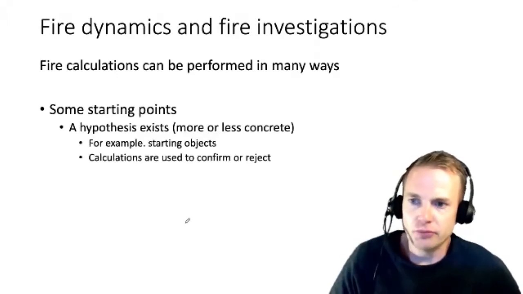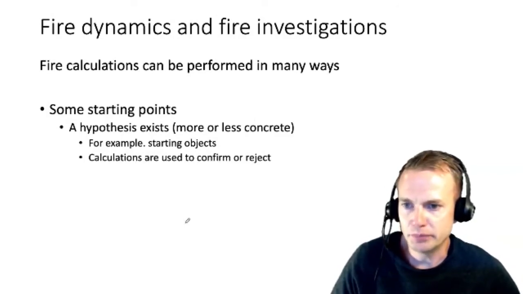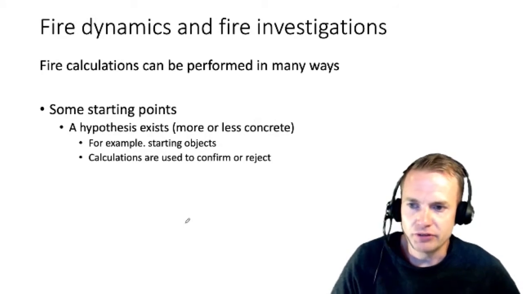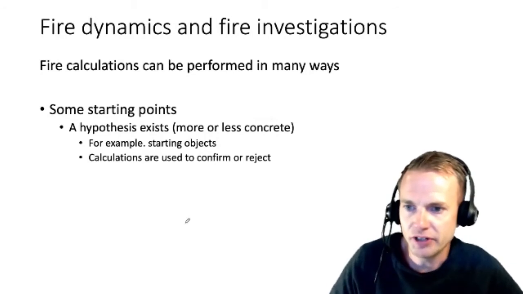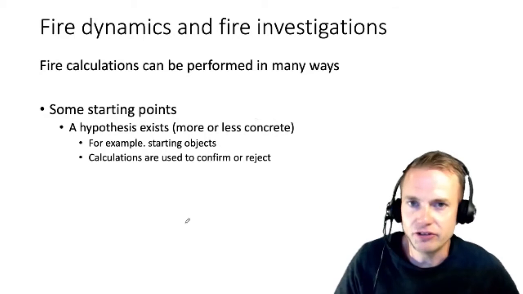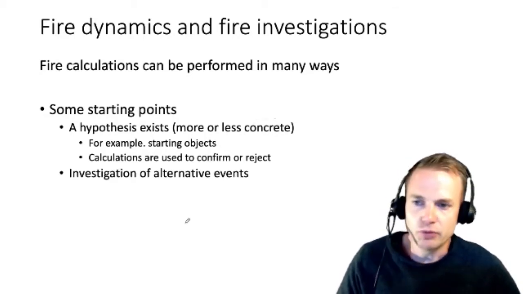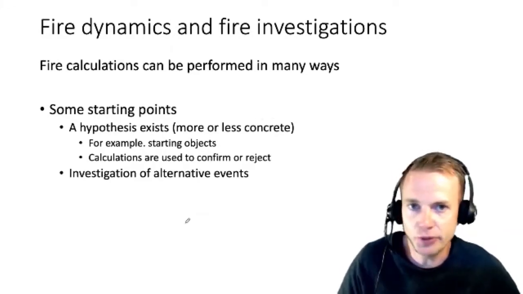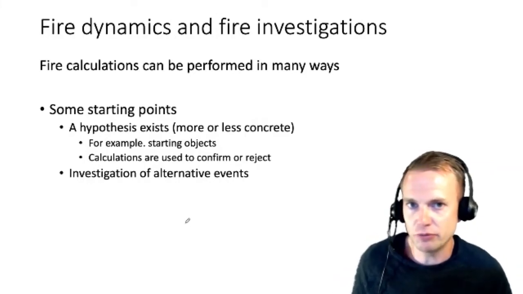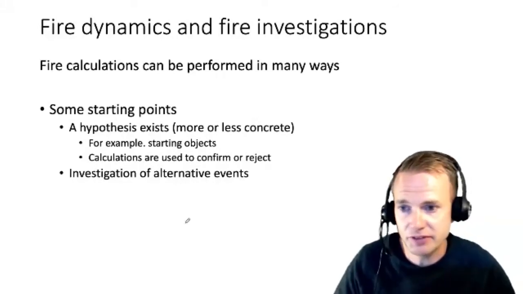So some starting points could be that we have a hypothesis, more or less concrete. For example, we are looking at the starting object, and then we use calculations to confirm or reject the hypothesis. We might want to investigate alternative events, possibilities that could have happened if the fire rescue service would have acted in some other way. That could be something we want to look at in a fire investigation.